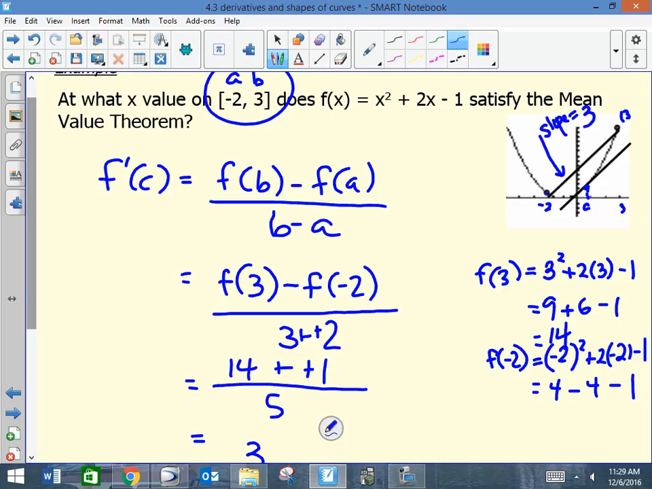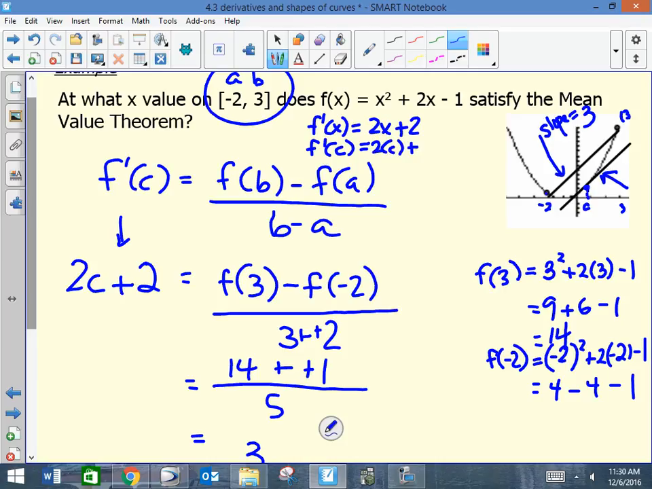So now we want to figure out where the C value is that has a slope of 3. So how do we figure out what f prime of C is? First of all, I guess we need to figure out what f prime is. What's f prime? 2x plus 2. So what's f prime of C? Because that's what it says right here. 2C plus 2.